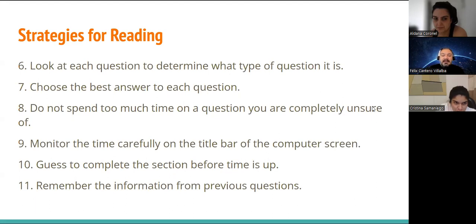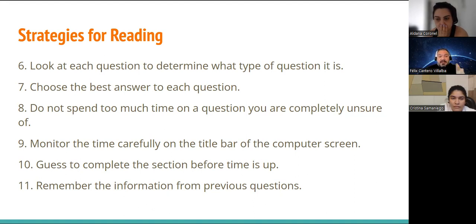Then, Christina, can you do number 6, please? Yes. Look at each question to determine what type of question it is. So in this case, we're going to start seeing the types of questions today. And this is going to go on for 3 or 4 classes. So for each type of questions, you have kind of certain strategies to answer. So once you see the question, you will know what kind of question it is.